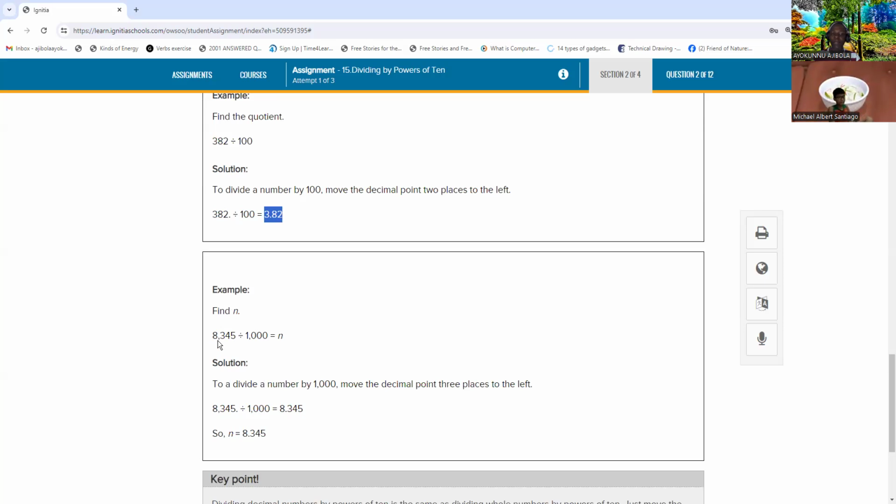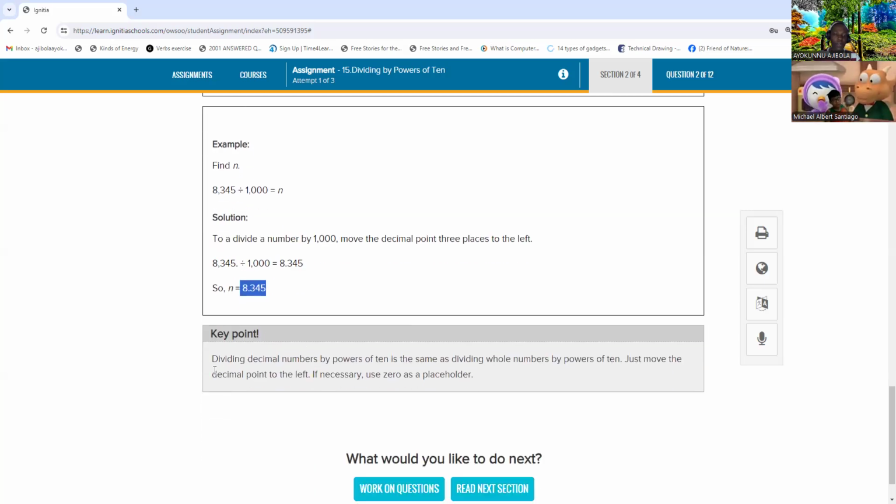Find n. 8,345 divided by 1,000. You are moving the point how many times? 3 times. That will be to the left. 1, 2, 3. That's 8.345. Is that clear? Fine. Now, what's the key point?